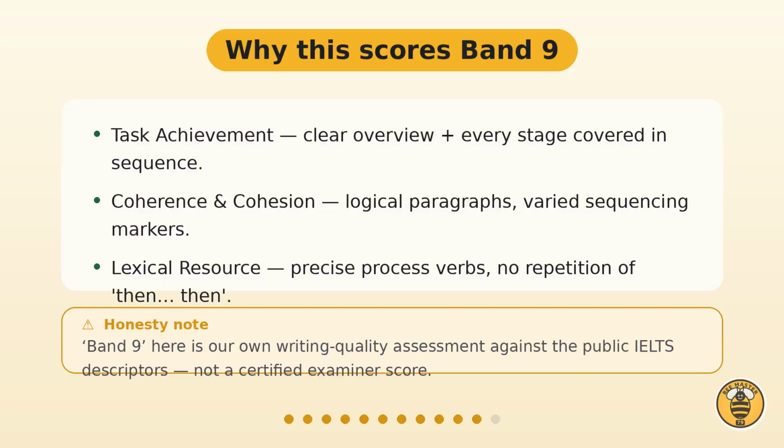So why does the score band 9? Task achievement: there is a clear overview and every stage is covered in order. Coherence: logical paragraphs with varied linkers. Lexical resource: precise process verbs with no repetition. And grammatical range: accurate passive voice and complex sentences throughout. One honest note, band 9 here is our own writing quality assessment against the public IELTS descriptors, not a certified examiner score.